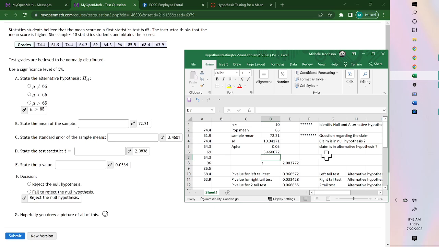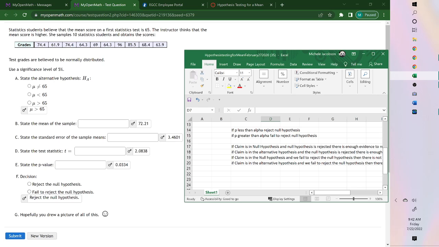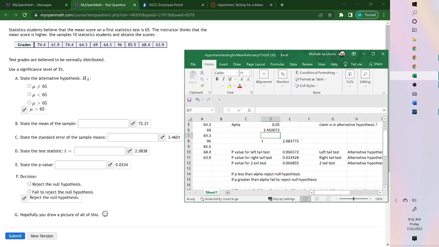Let me move it down a little. Here's our alpha, 0.05. Our p-value was 0.033. If p is less than alpha, reject. And 0.033 is less than 0.05, so we reject the null hypothesis.